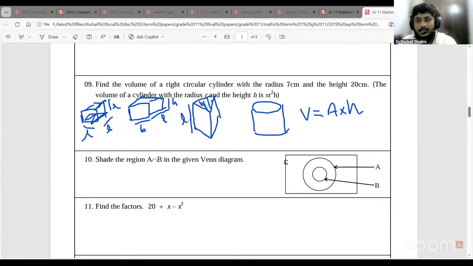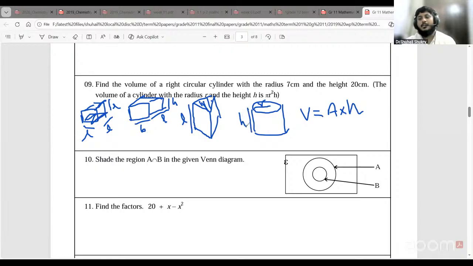Next, when you come to the cylinder, Putha, the cylinder's radius we take as r. So how do you find the volume of a cylinder? It's a circle. How do you find the area of a circle? Pi r squared. So the area of the circle is pi r squared and the height is h.